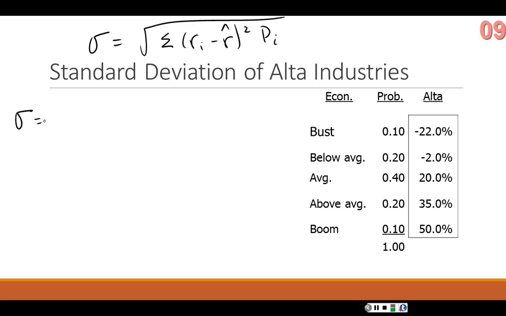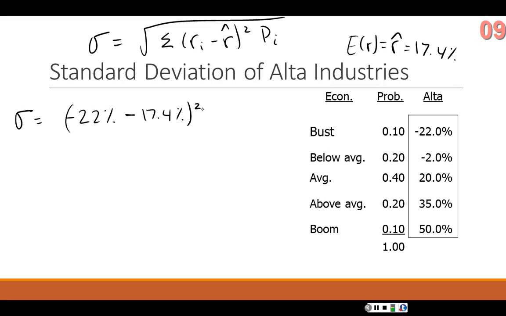So the standard deviation for Alta is equal to, I'm going to draw my square root at the end because I can never draw it long enough, is equal to our observed return in a bust economic state of negative 22% minus our expected return. Remember, our expected return was 17.4%. And we square that and we multiply it by the 10% probability. And we do that for each economic state.